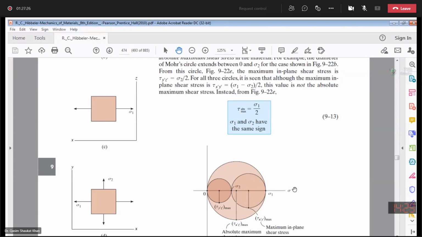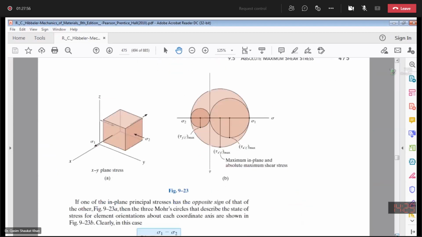So this was the case in which both your principal stresses were positive. Now, in case both of your principal stresses are negative, then the whole of this figure will be shifted to the left-hand side, but your absolute maximum shear stress and maximum in-plane shear stress will remain the same. Is this point clear? The other scenario is the second scenario.